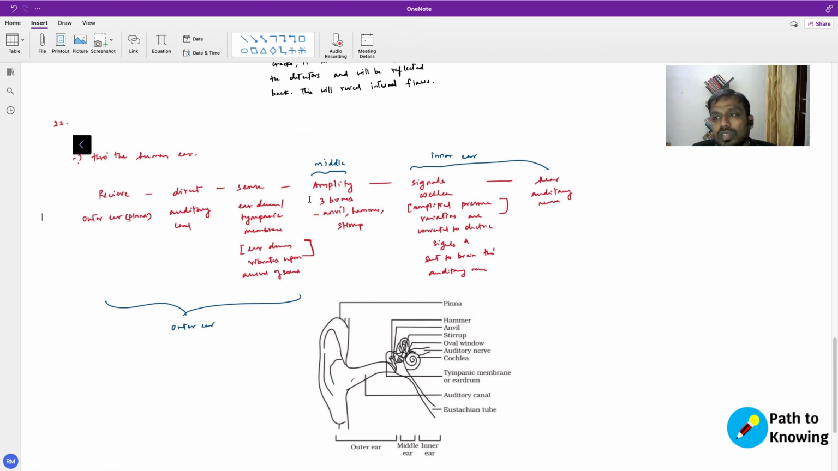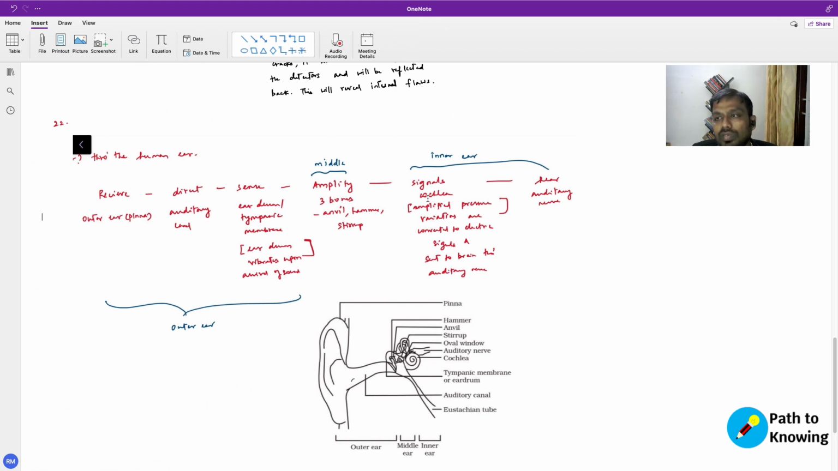Now, once it has sensed, the job of the middle ear is to amplify the sound wave that is just sensed. And it does that amplification with the help of three bones, which are anvil, hammer, and stirrup. And these three bones will amplify the sound waves that were sensed by the vibrating eardrum. And once that is done, that is passed to the inner ear.